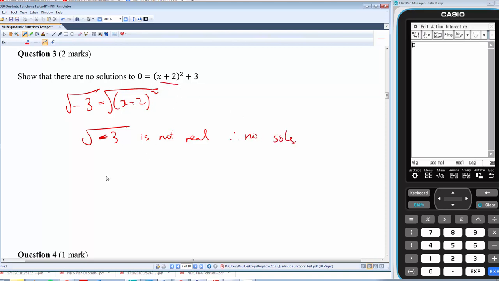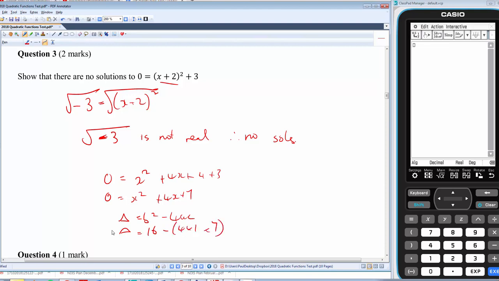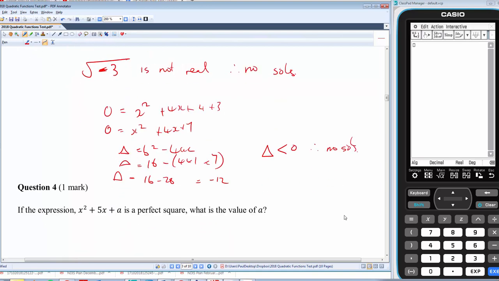A number of you guys expanded that, so what you guys did was said 0 equals x squared plus 4x plus 4 plus 3, 0 equals x squared plus 4x plus 7, and then you guys ran the discriminant. 16 take away 4 times 1 times 7. Discriminant is 16 take away 28 equals negative 12. And you needed to just say discriminant less than 0, therefore no solutions. Either of those was perfectly acceptable.